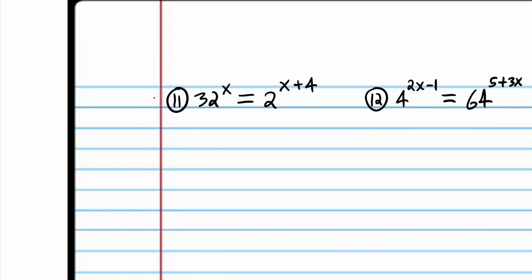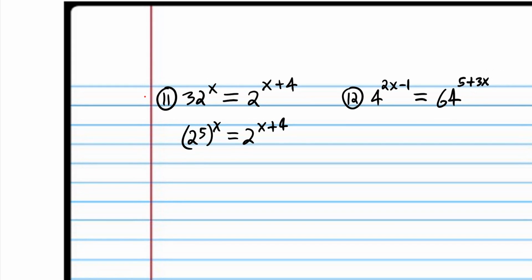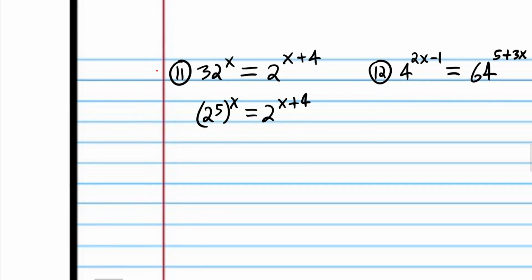Now, I want the same base, so I'm going to change that 32 to 2 to the 5th power. So all I did was just change this 32 to 2 to the 5th power. Now, a lot of students at that point would stop there and say, okay, we have the same base. We have 2 here and we have 2 here. Well, actually, not really. This is not base 2. This is base 2 to the 5th power. Okay, so we need to keep going. We need to use rule number 5, which tells us if you're raising a power to another power, you have to multiply those powers.